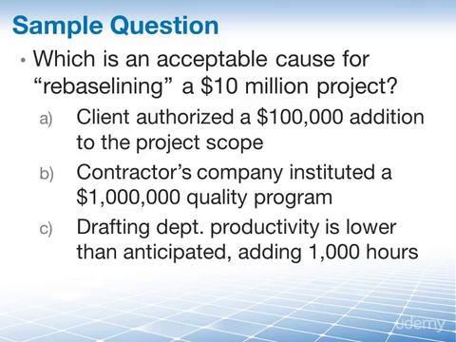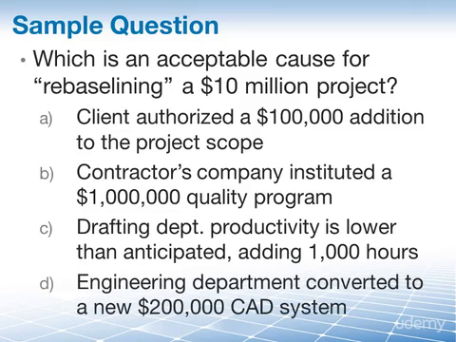Is it C, the productivity in the drafting department is lower than anticipated, which has resulted in 1,000 additional hours over what was budgeted? Or is it D, the engineering department has converted to a new CAD system that costs us $200,000? Which one would you say it is? I'll give you a few seconds here.